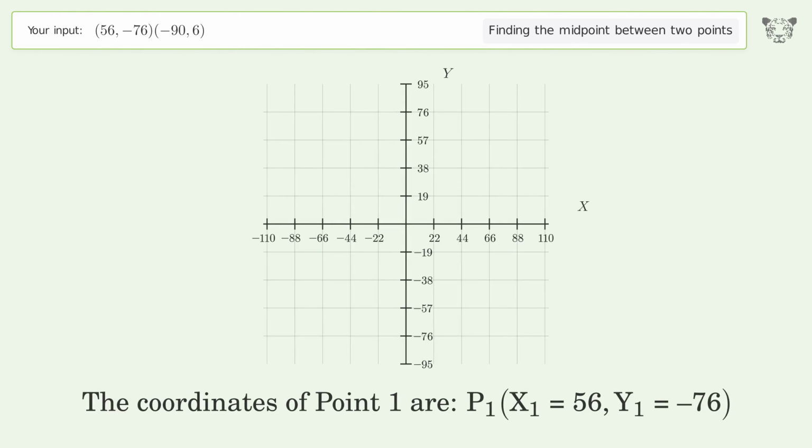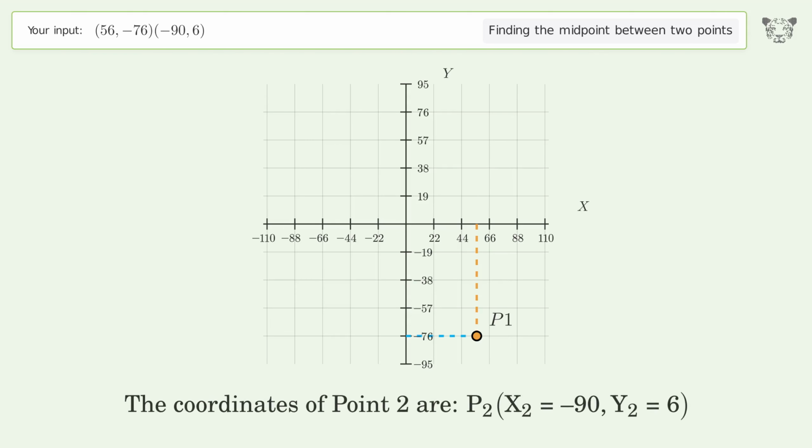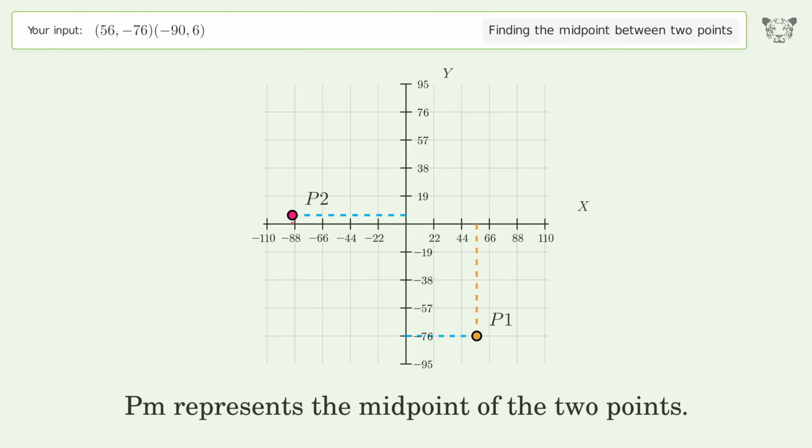The coordinates of point 1 are x1 equals 56, y1 equals -76. The coordinates of point 2 are x2 equals -90, y2 equals 6. PM represents the midpoint of the 2 points.